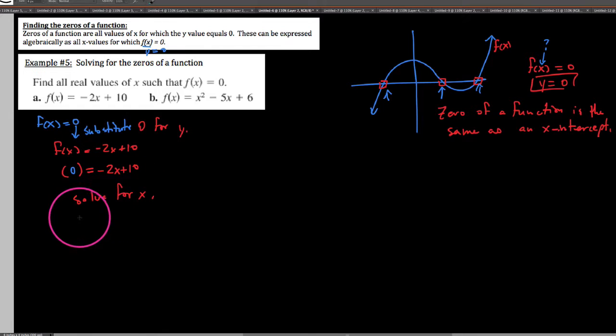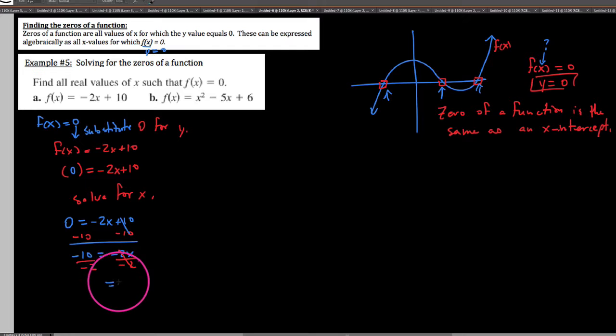So because 0 is equal to negative 2x plus 10, let's go ahead and subtract 10 from both sides here. So we'd end up with the expression negative 10 on the left equals negative 2x on the right, and then to finish this off, we'll go ahead and divide both sides by negative 2 here. What we end up with is the fact that x is equal to 5 here.